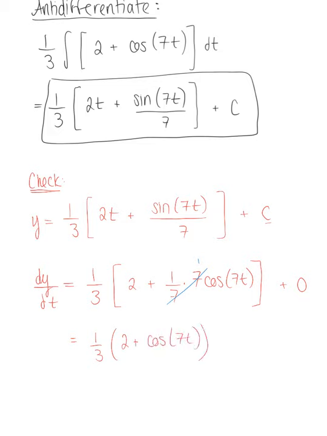And if we wanted to distribute that denominator back through, we would see that we have 2 plus cosine of 7t all divided by 3, which is what we started with. And so we have officially confirmed that this is, in fact, the most general form of the antiderivative for the given indefinite integral.